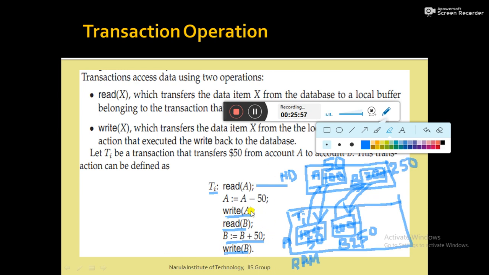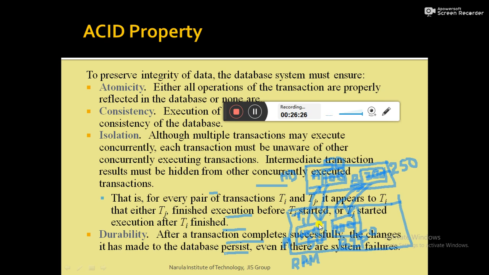So that is how a transaction is performed. So read A, write A, read B, write B, these are the four basic operations. And for updation on the database, we can perform addition, subtraction, multiplication, whatever we want as per our needs. Next, go to the next slide, and I'm not erasing this picture because that picture will be required later for further reference.